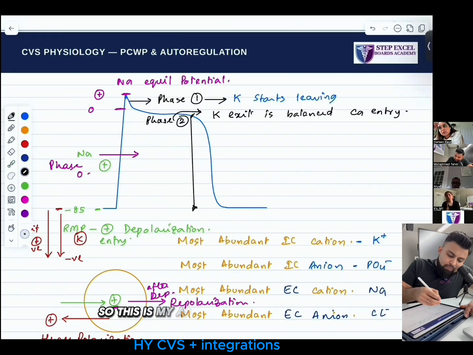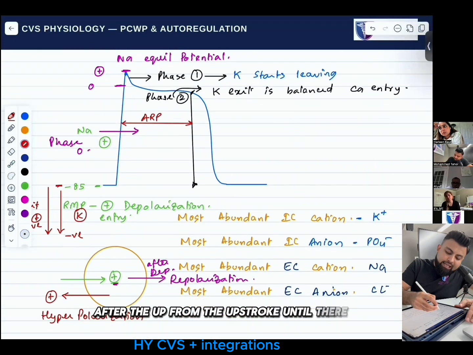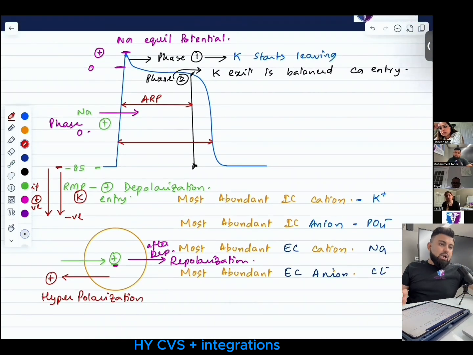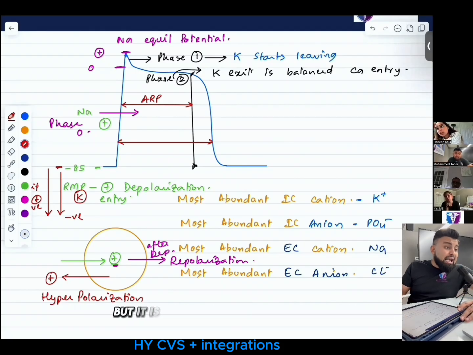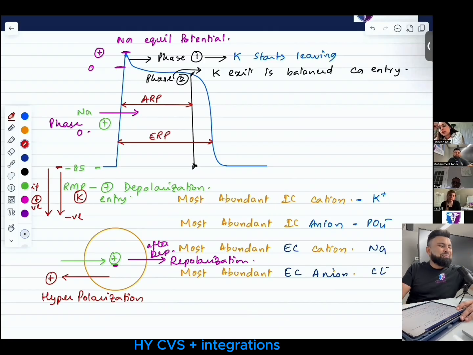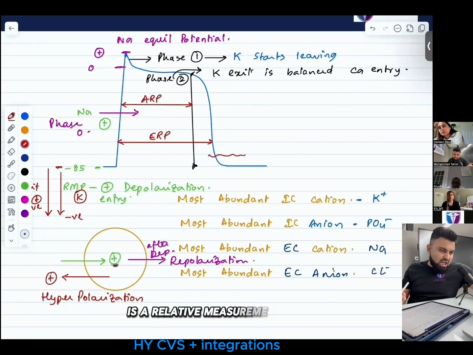So this is my absolute refractory period, from the upstroke until the plateau is about to end. But when I consider the complete phase, where a conducted action potential cannot be elicited again, it is a little bit longer than the ARP. That is the effective refractory period.